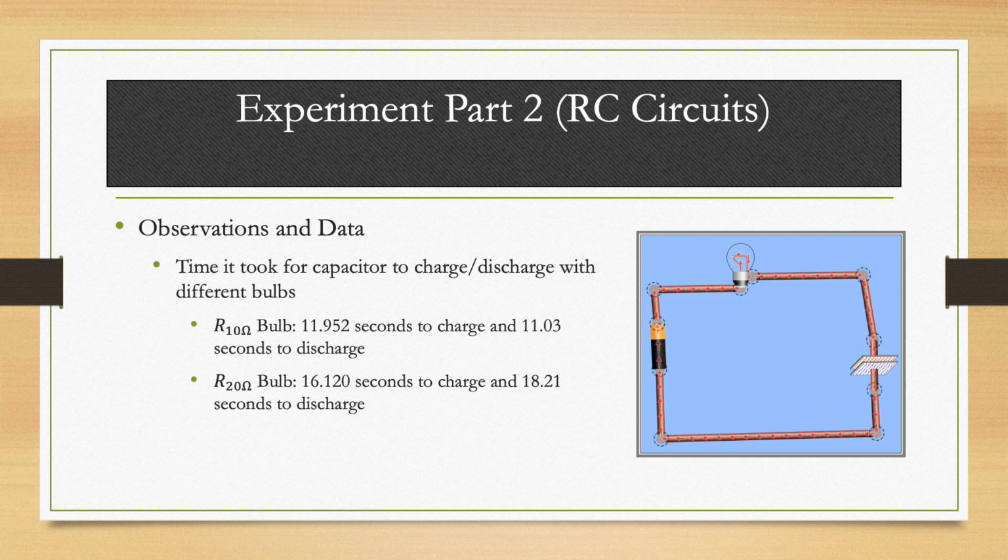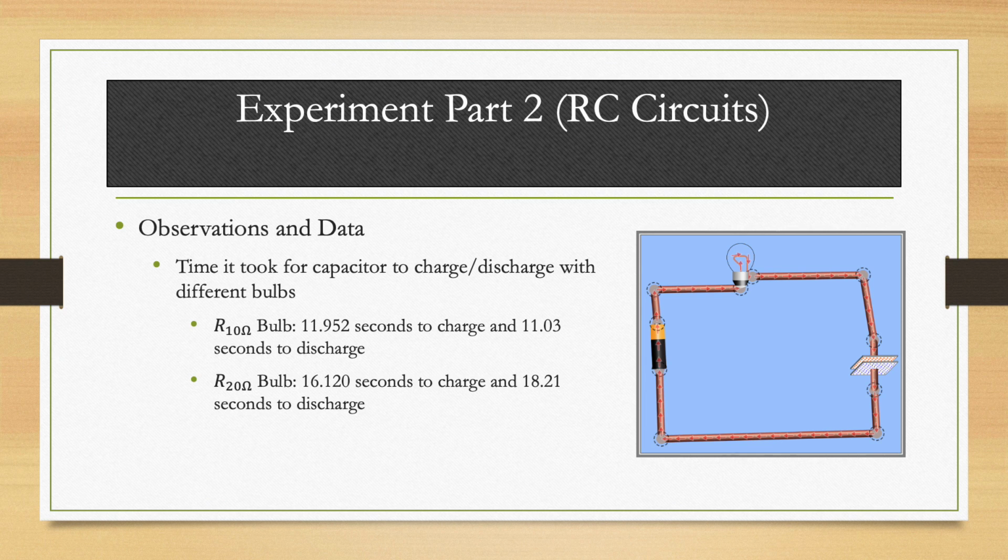For the second part of the experiment, I am dealing with an RC circuit. For this circuit, I am using a 9 volt battery, a 10 ohm bulb, a 20 ohm bulb, and a 200 millifarad capacitor. When I first connected the battery, the light bulb began to glow bright and soon began to dim until it was fully off. When I disconnected the battery and connected the capacitor directly to the 10 ohm bulb, the light began to glow bright once again, but soon began to dim until it was fully off.